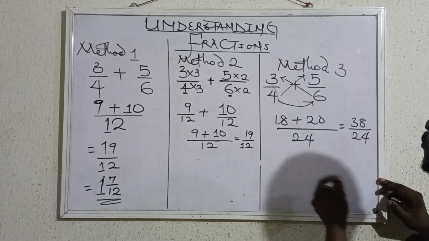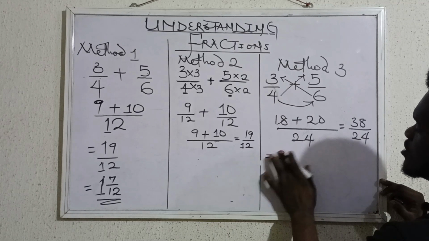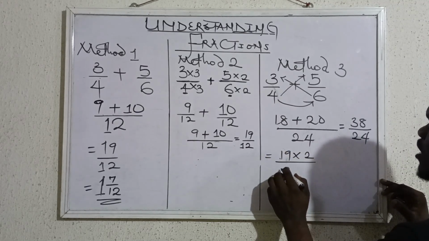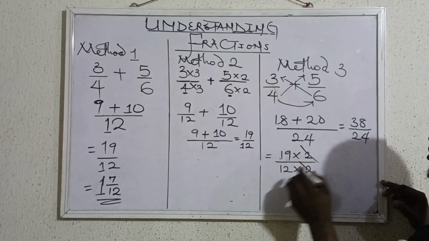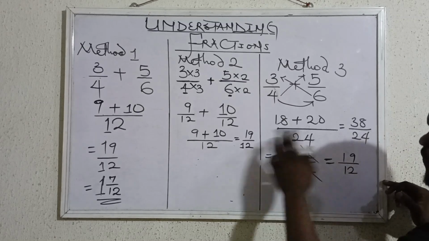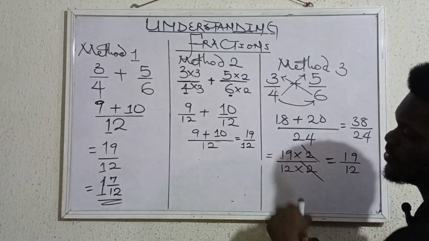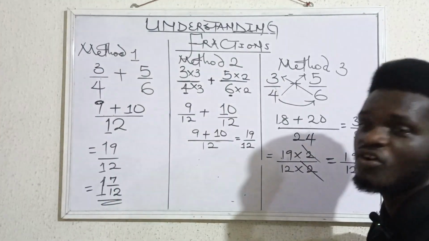Now what do we do? We can reduce. This is a fraction that can be reduced. 19 times 2 will give me 38, and 12 times 2 will give me 24. So they can cancel out successfully, and we still end up with 19 over 12. It still falls back to this same place, which can also be reduced to one whole number, 7 over 12.